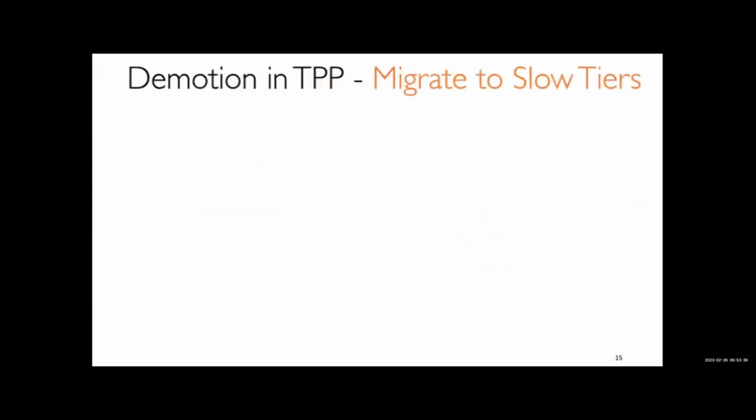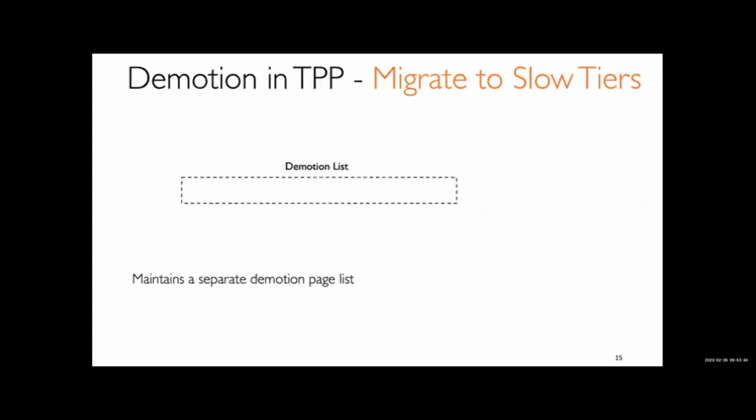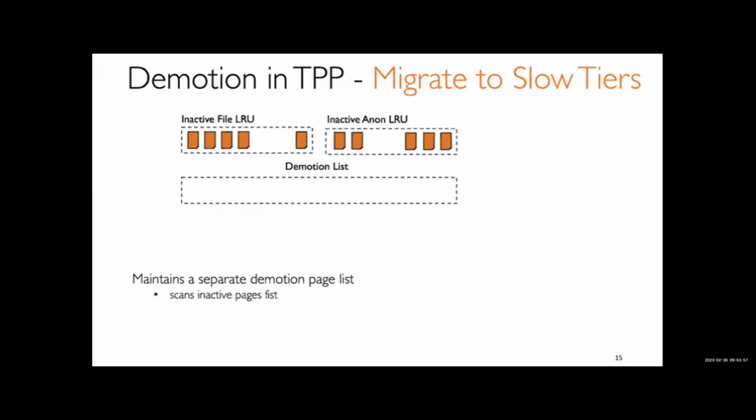So to address this, TPP initiates a faster demotion path. Instead of paging, TPP allows migrations to the remote node during reclamation, and this is orders of magnitude faster than paging. To do so, TPP introduces a demotion list which tracks the inactive and warmer pages of a node. And we utilize the existing active and inactive LRUs of the Linux kernel for page age management.